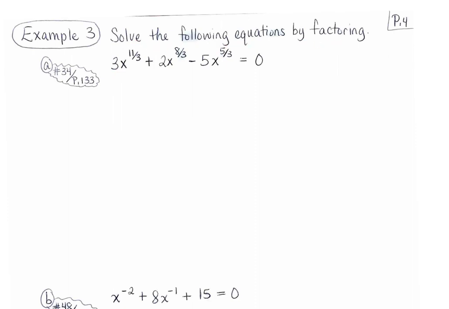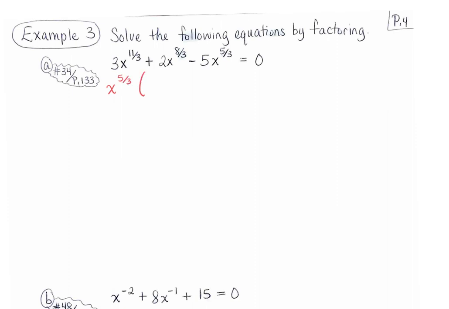This one looks a little different. We have 3x to the 11/3 plus 2x to the 8/3 minus 5x to the 5/3 equals 0. So we look here at each exponent. They all have a denominator of 3. That's great. So now we're going to look to see what's the smallest one, and we're going to factor that out. Well, 5/3 is. So we're going to factor out an x to the 5/3.